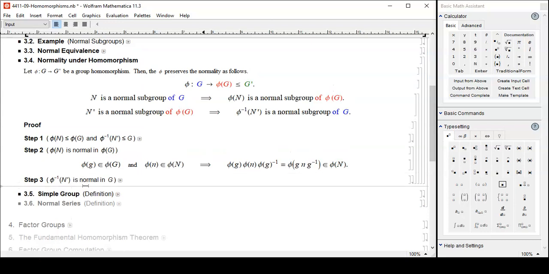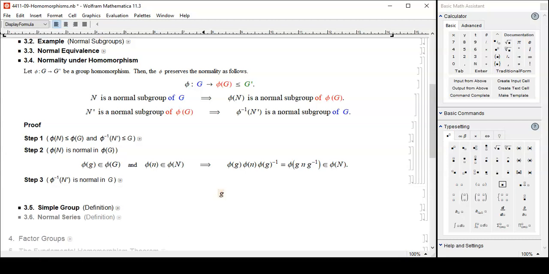Okay, how about the next problem here? What do you want to prove? The preimage is normal, so we want g, arbitrary element of G, and arbitrary element of the preimage, so x, and then we want g x g inverse to belong to this preimage. That's a question, isn't it? Did I say that correctly?